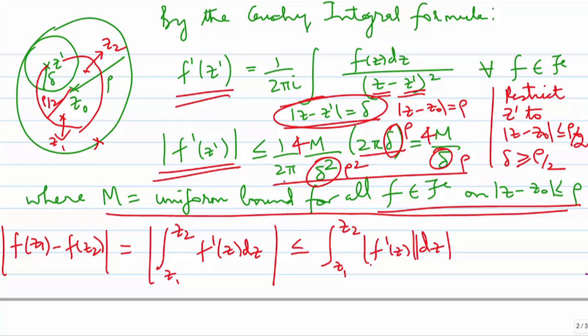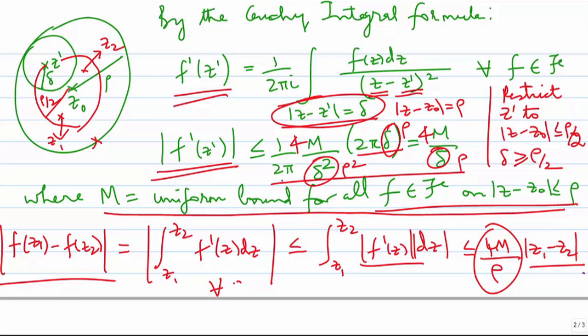And now you can apply this bound, this mod f dash of z is less than or equal to 4m by rho, times this mod dz, which is going to give you mod z1 minus z2. For example, if you take the straight line segment from z1 to z2, and this is valid for all z1 and z2 in this closed disk mod z minus z0 less than or equal to rho by 2. Okay, so what does this tell you?